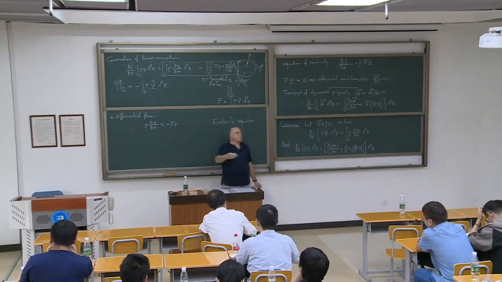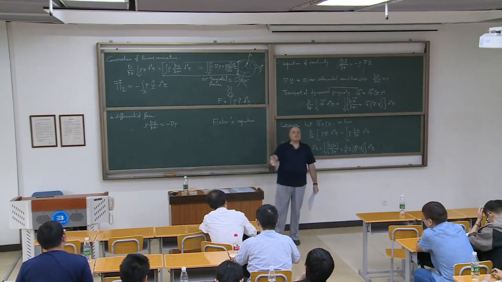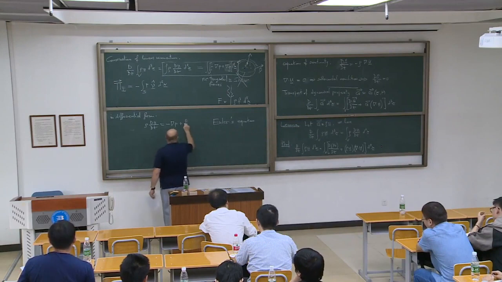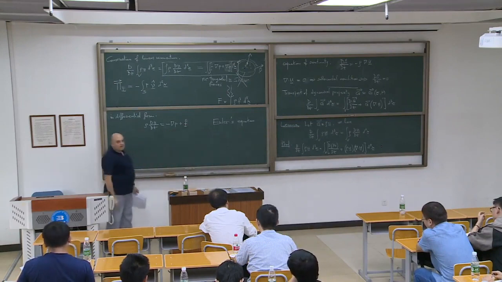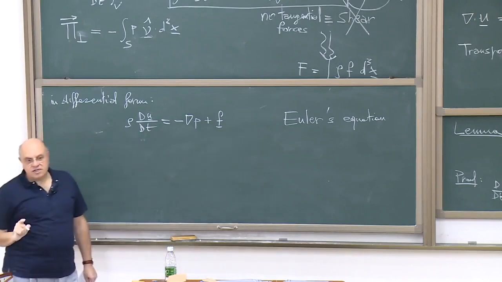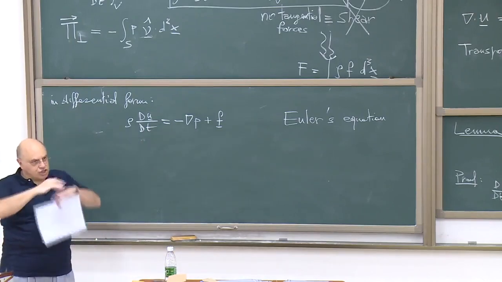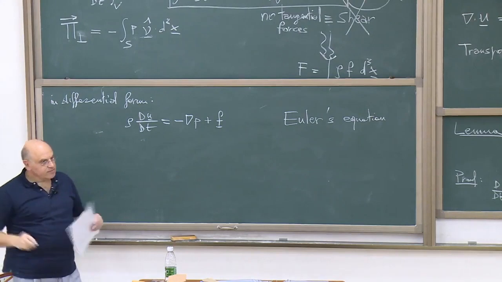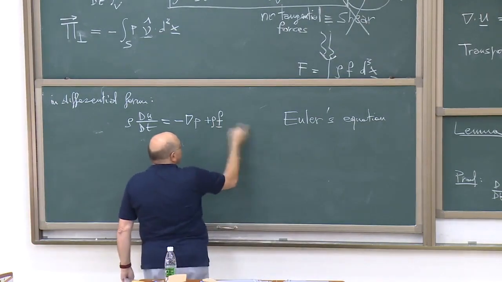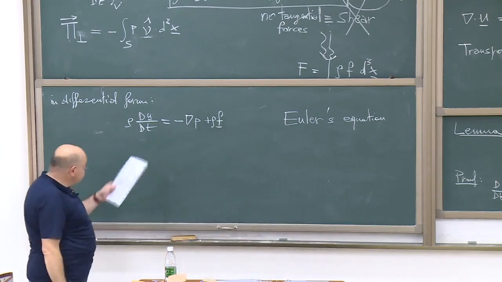If you are not happy, you want to include all forces that are coming from a potential. Okay, you can put it like so. So this is the equation without dissipation, without shear stresses. Now, I keep rho there, rho f.